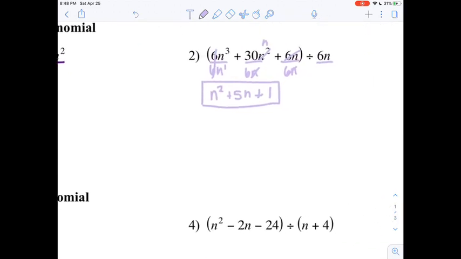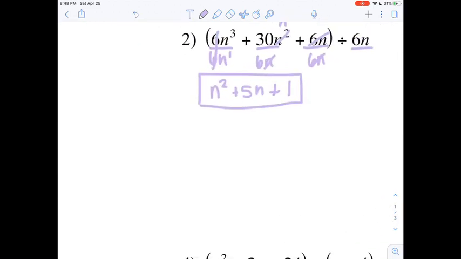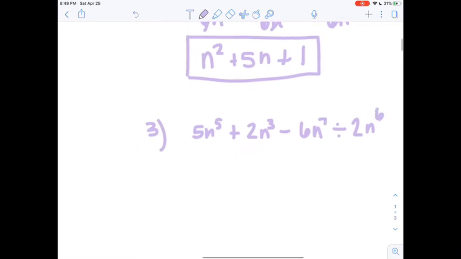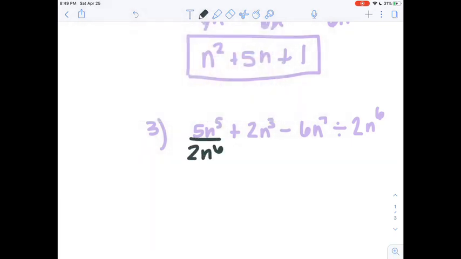Let me do one more, just because I want you to see when it doesn't always divide out evenly. So let's say I had 5n to the fifth plus 2n to the third minus 6n to the seventh, divided by 2n to the 6th. Okay, and then I'm going to divide everything by 2n to the 6th.